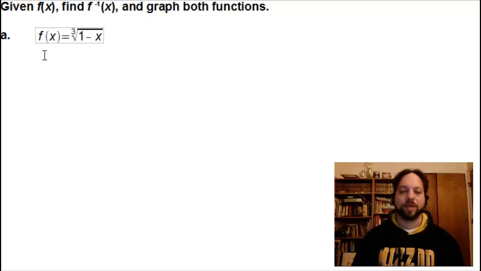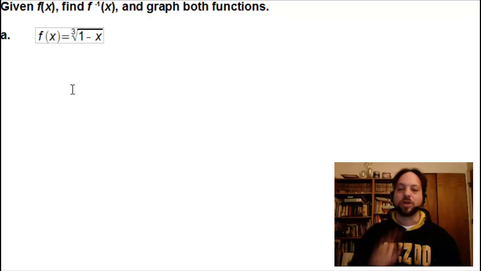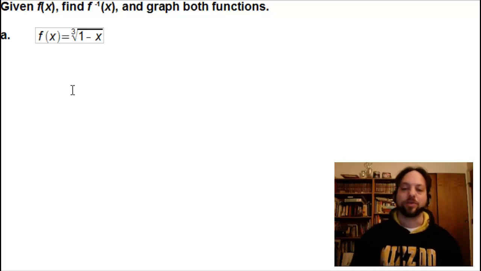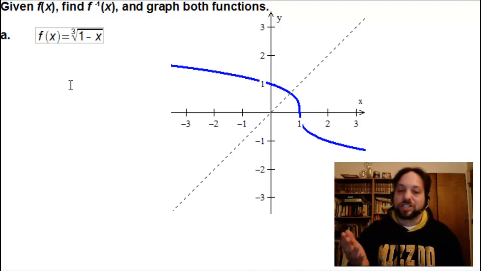So in our first example, we have this function f of x equals the cube root of 1 minus x. Given this function, we need to find the inverse and then graph both of them. So let me go ahead and start by just graphing the original function. And so there you go. It looks just like we would expect.